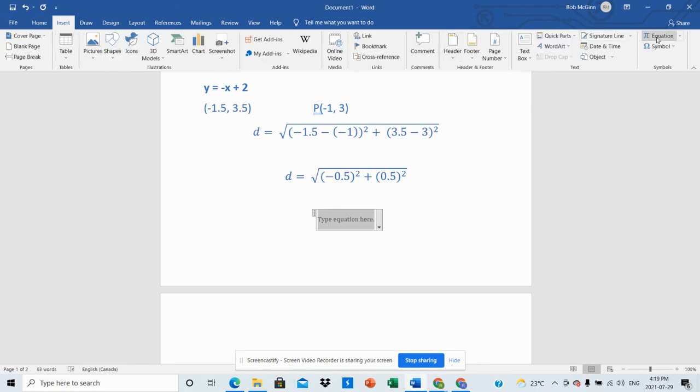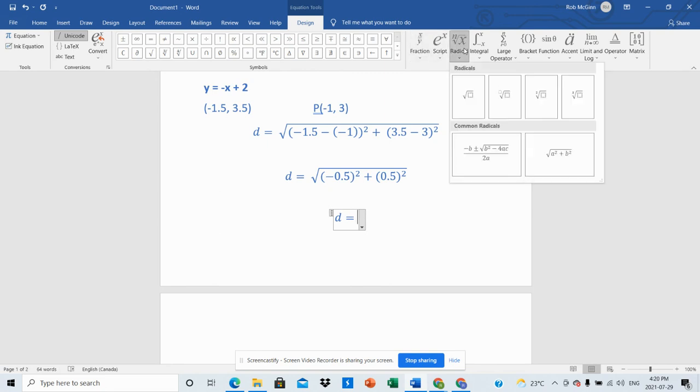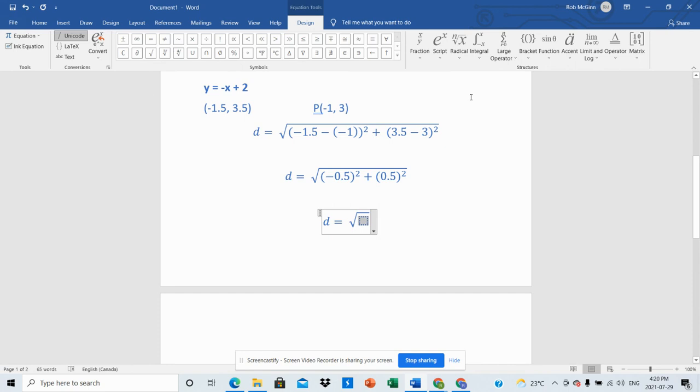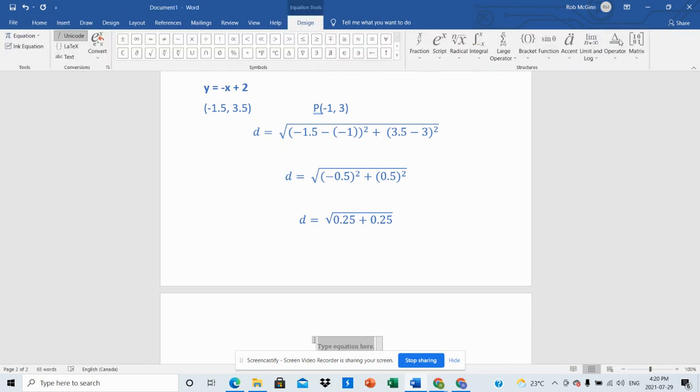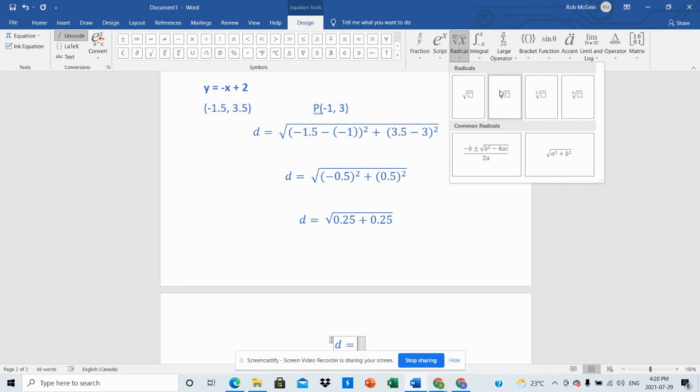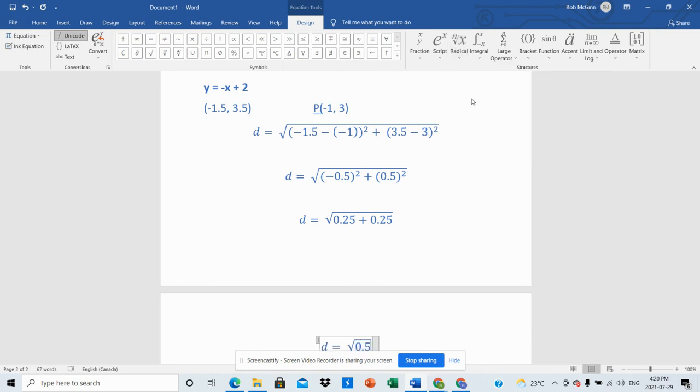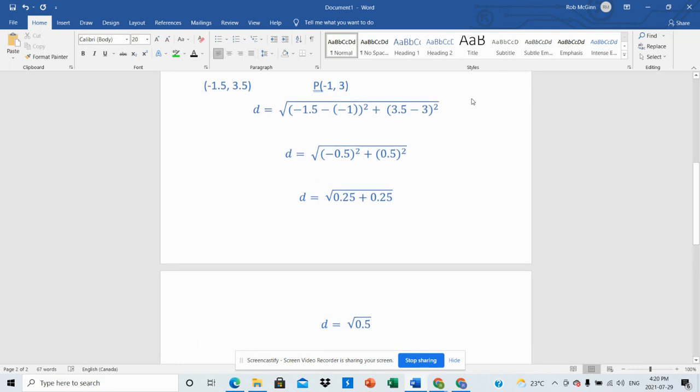D equals the square root of negative 0.5 squared, which is 0.25. 0.5 squared is going to be 0.25. So we're going to add that up. You're going to get D equals the square root of 0.5. So when we take 0.5 and find the square root of it, we're going to get that D equals 0.707, but I'm going to just round it to 0.71.